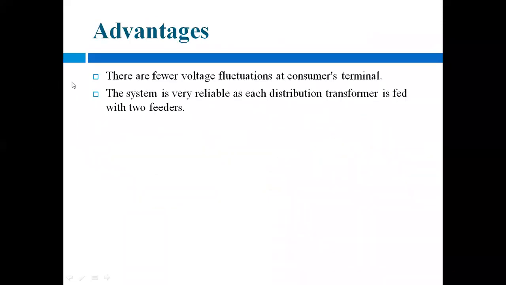There are fewer voltage fluctuations at the consumer's terminal, because nothing gets disturbed there. If a fault occurs in a single line, there are two stations to supply the power. Another advantage is that this system is very reliable, because at the fault position it is fed by two feeders.